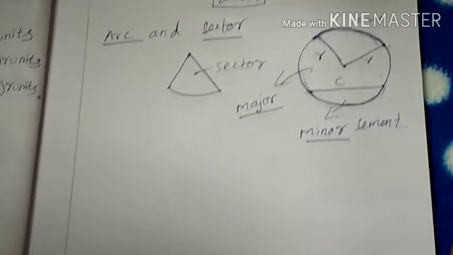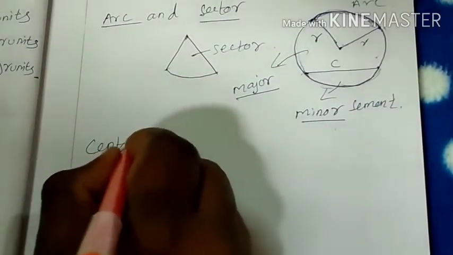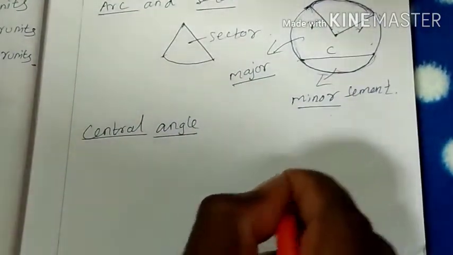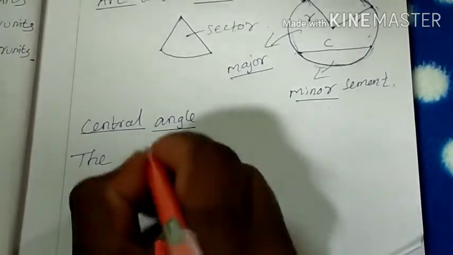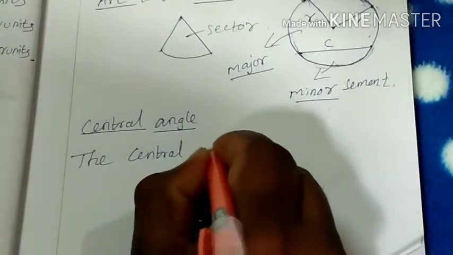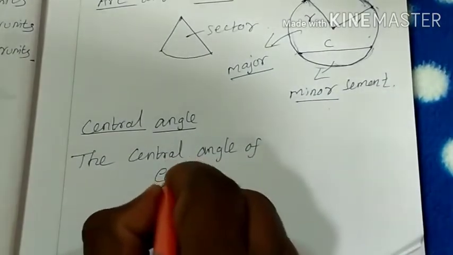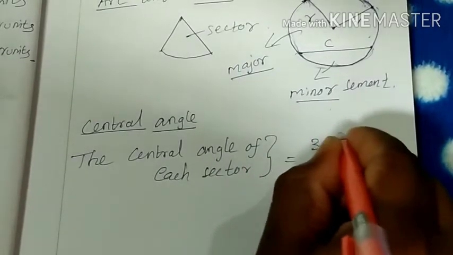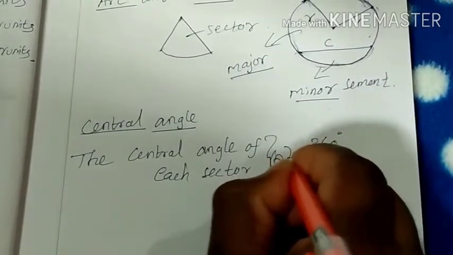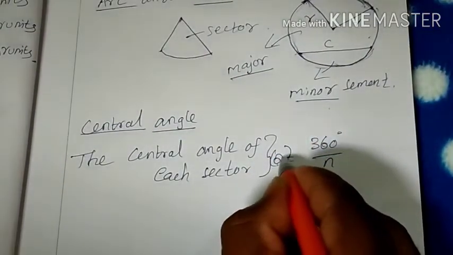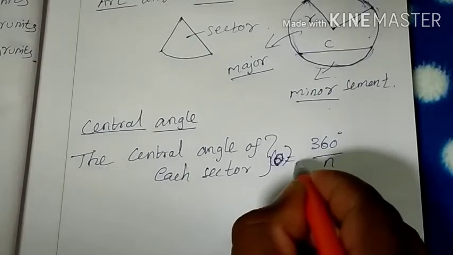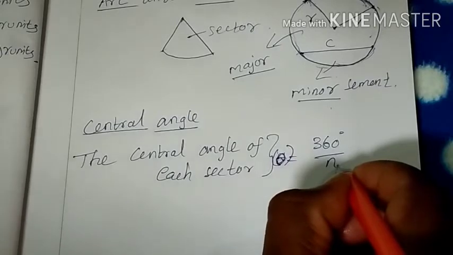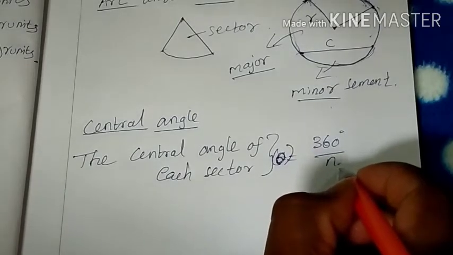Then the central angle. The central angle of each sector is equal to 360 degrees divided by n. The angle is denoted by theta, read as theta. Theta is equal to 360 divided by n, where n represents the number of sectors.